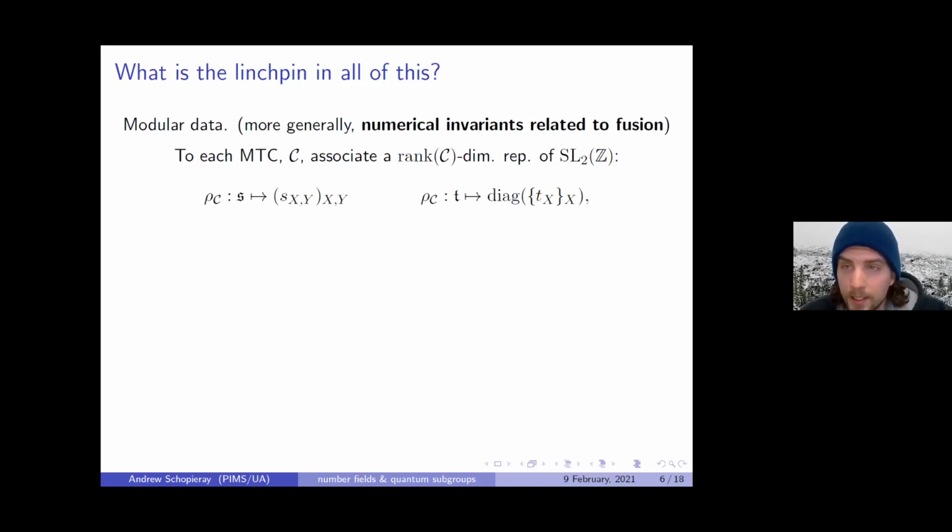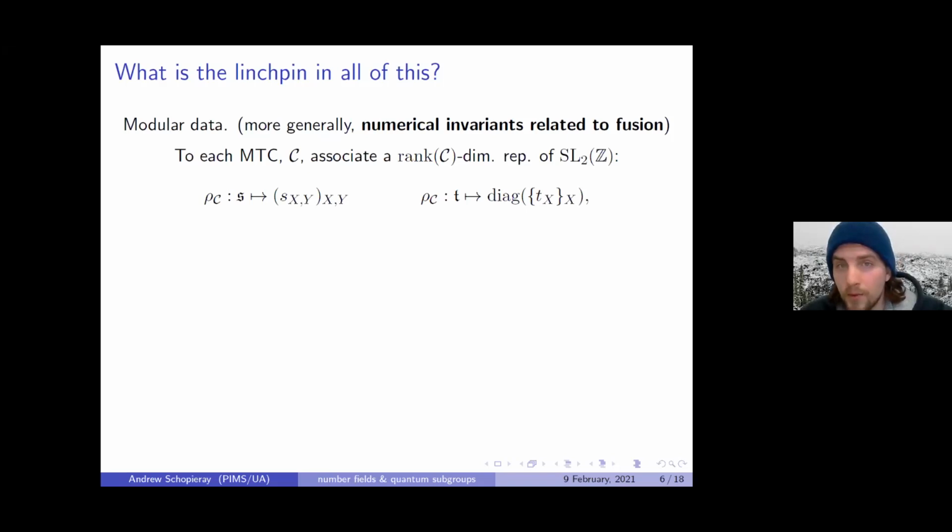So typically on these canonical generators of SL2, which we call S and T, we call these matrices S and T, obviously with a slightly different font. So this S matrix is a rank C by rank C symmetric matrix indexed by the simple objects. And the T matrix is actually diagonal, consisting of roots of unity, which correspond to the simple objects of the category. So these are very explicit things that you can compute.